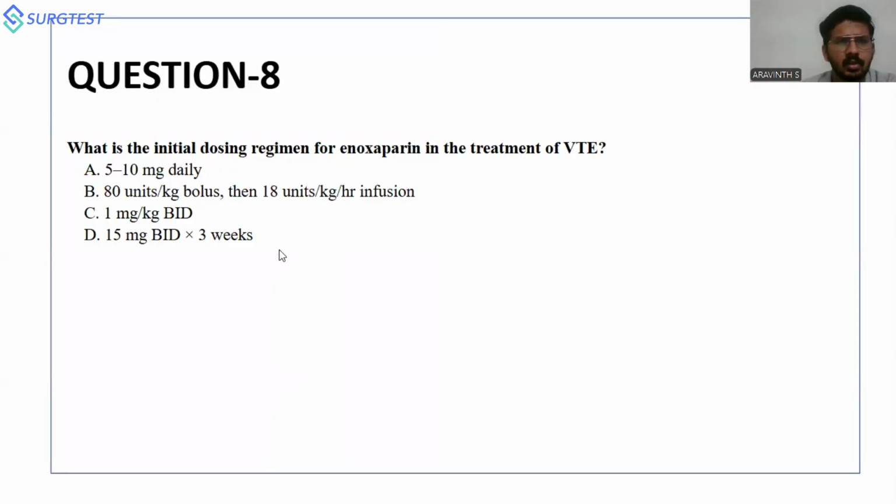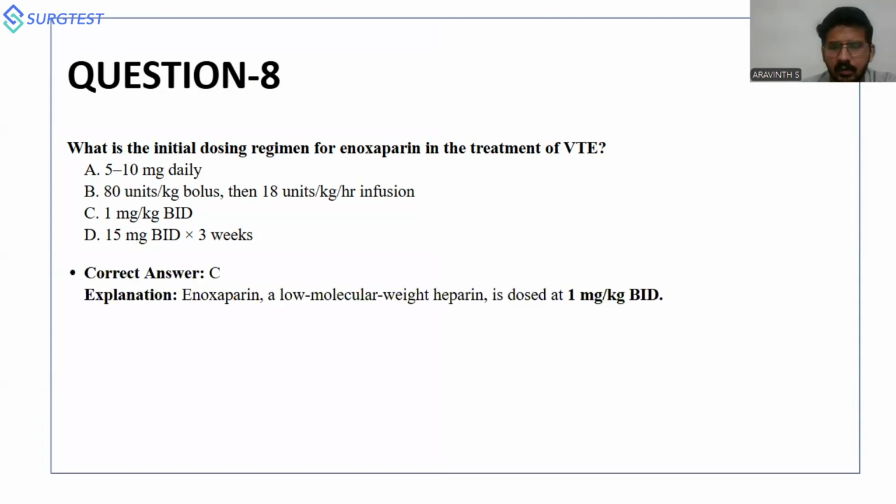Okay. So if you've diagnosed pulmonary thromboembolism, what's the initial dosing regimen for enoxaparin in the treatment of venous thromboembolism? This is a treatment dose I'm asking for. Initial treatment of venous thromboembolism, what is the initial dosing regimen? A, 5 to 10 mg daily. B, 80 units per kg bolus, then 18 units per kg per hour infusion. C, 1 mg per kg BD, that's 12th hourly. D, 15 mg BD for 3 weeks.